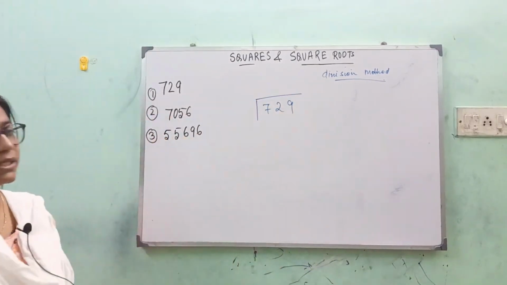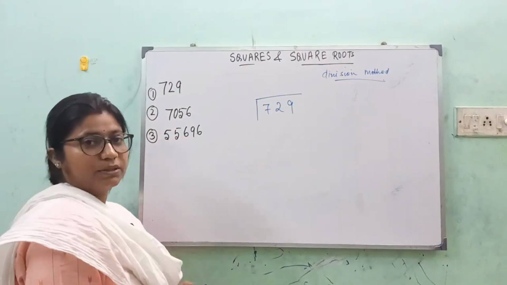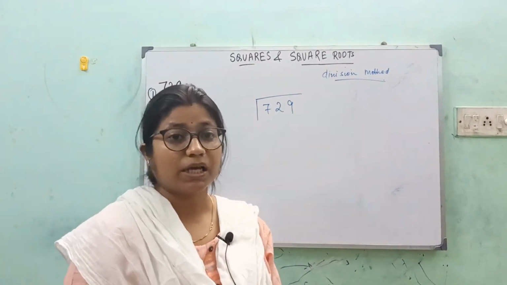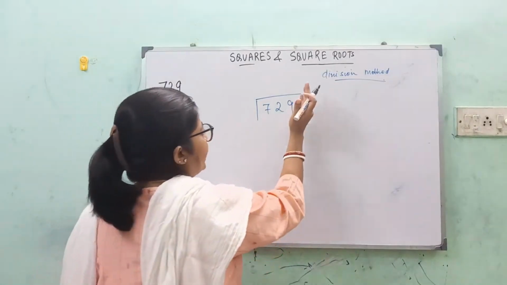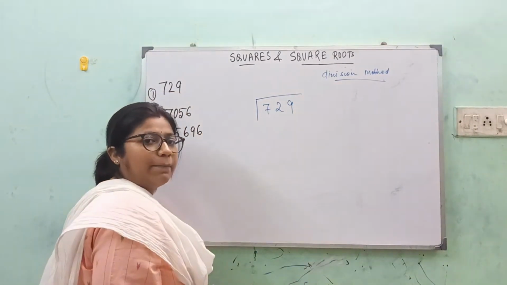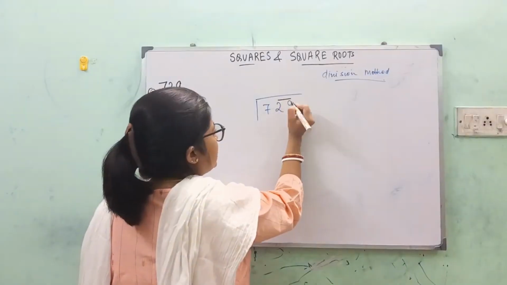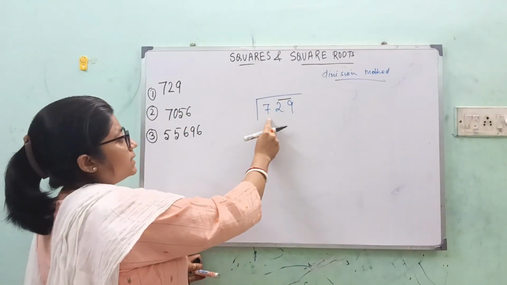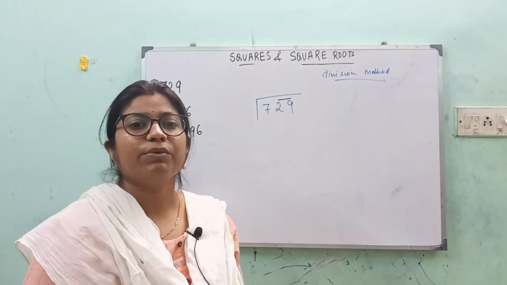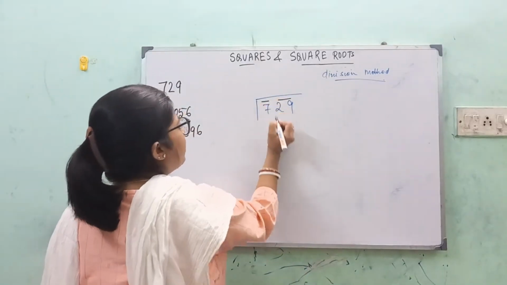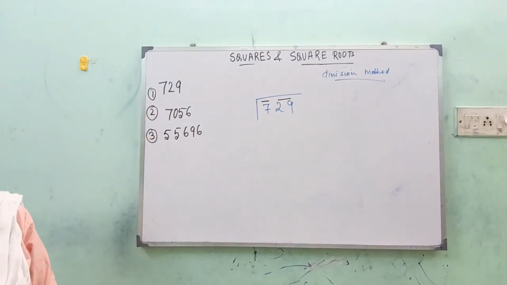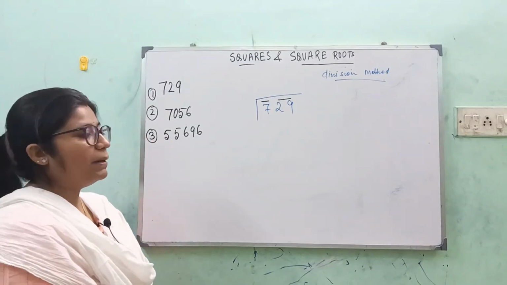First you will put the division symbol and then start pairing the numbers. How do you pair numbers? From the right hand side, that is from the units place, you will start pairing the number. That is, units and tens become one pair. Next we have 7. 7 is a number without any pair. So you can keep a bar over the 7. For each pair you have to place a bar.